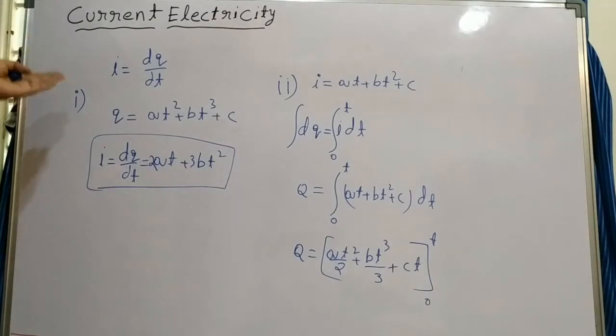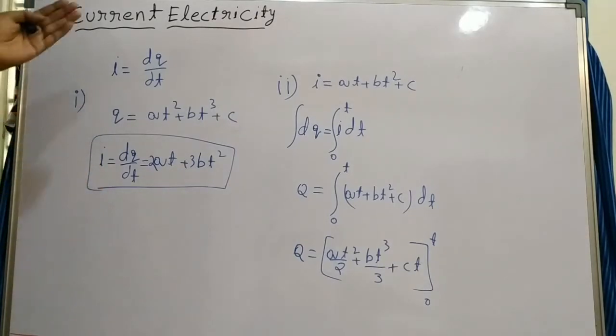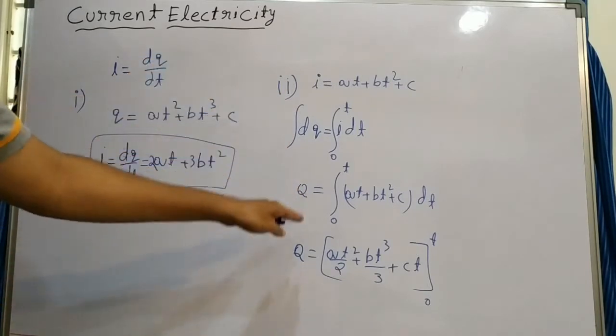So if they give current, differentiate. If they give charge, differentiate, you get current. If they give current, integrate, you get charge. Now let's see about current density.